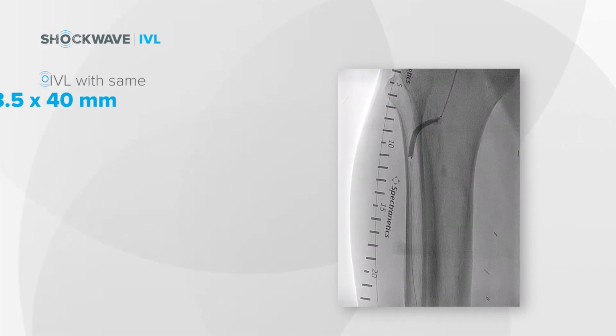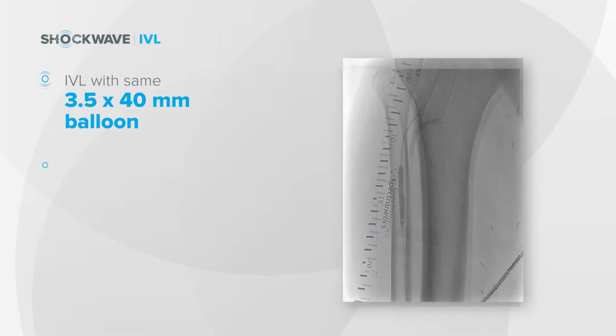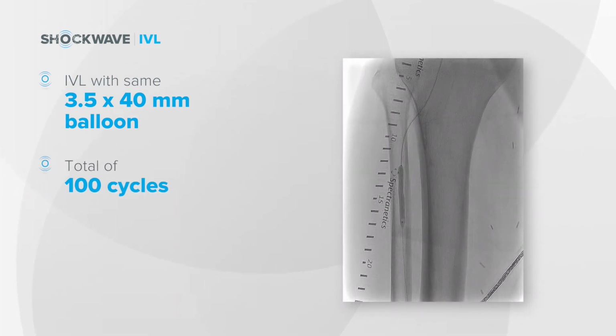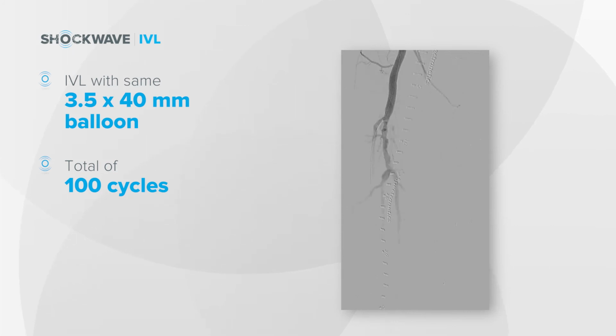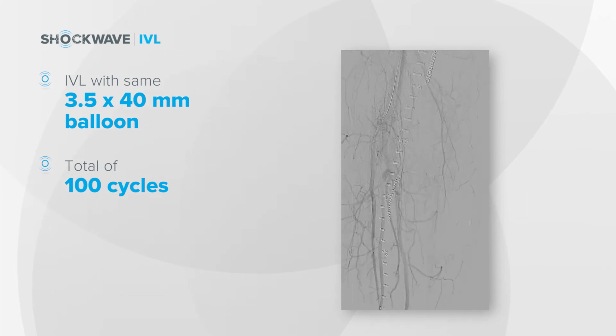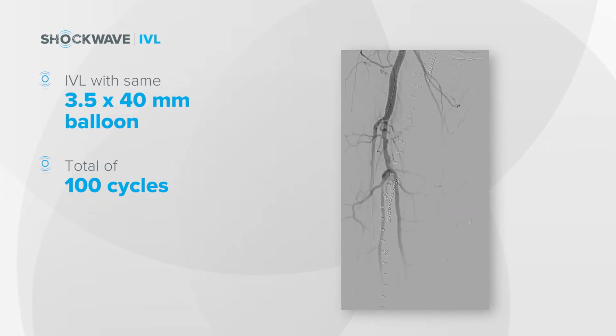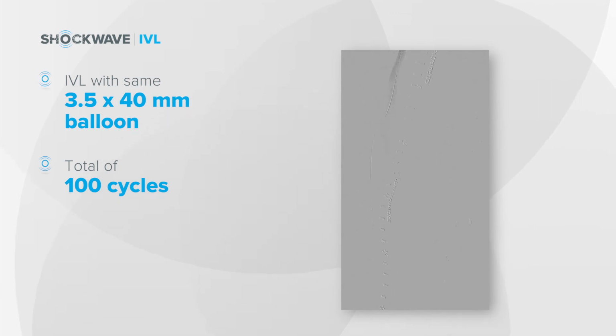Subsequently, I redirected the wire into the origin of the anterior tibial, which was also heavily calcified, and then utilized the same balloon, the 3.5 by 40 millimeter balloon, for a total of 100 cycles across the origin of the anterior tibial and the proximal anterior tibial. And you can see here that final result on the right, that there was excellent outflow via the anterior tibial after that intervention. In this case, because I had 100 cycles left after the initial 60, I went ahead and delivered all of those in an overlapping fashion across this approximately 60 to 80 millimeter segment of the anterior tibial. I was completed with the tibial work.